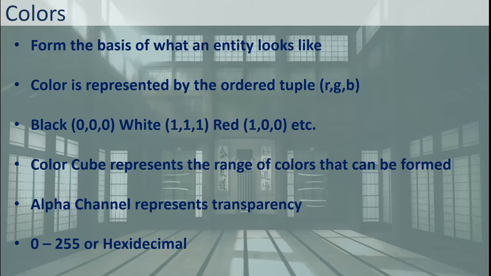Now, different systems represent the values for RGB in different ways. But two common ways you'll see it are a value between 0 and 255, or you can see it represented as a hexadecimal value. Hexadecimal would generally be something like pound FFF, or like pound 00FF00.